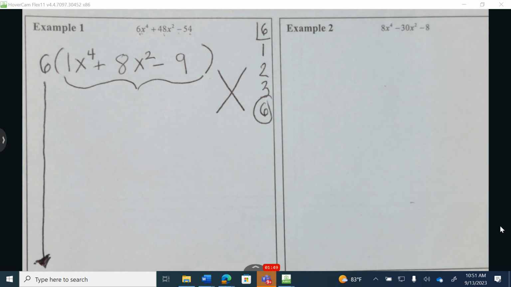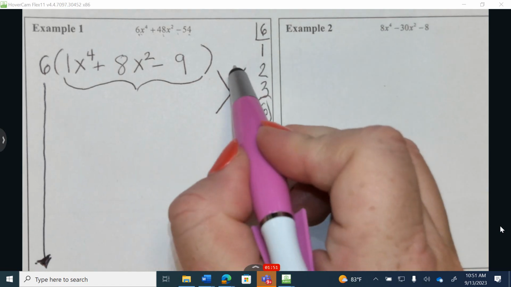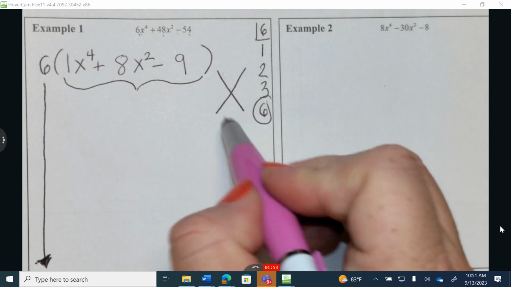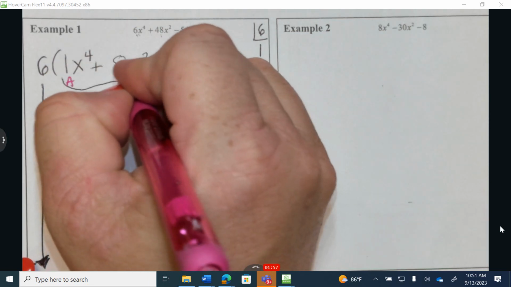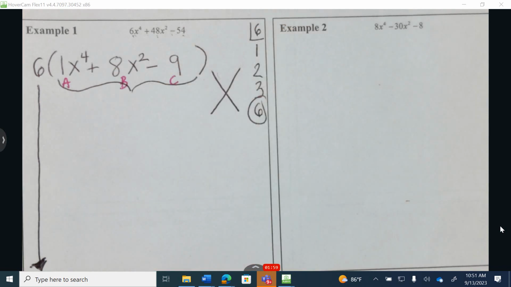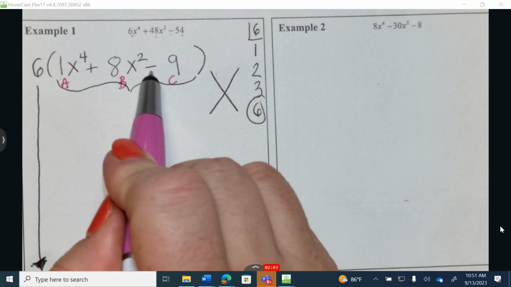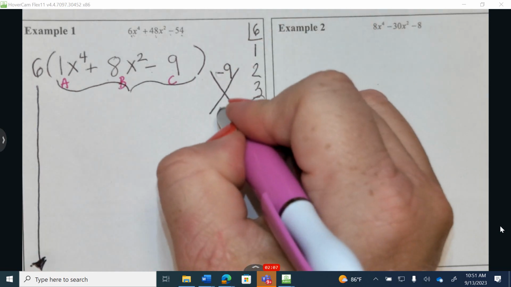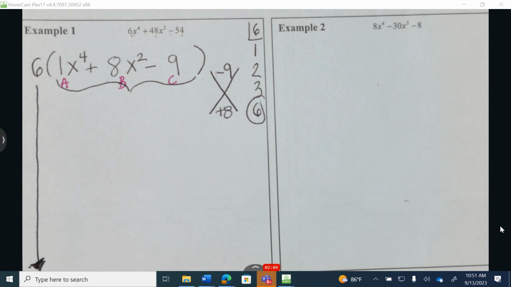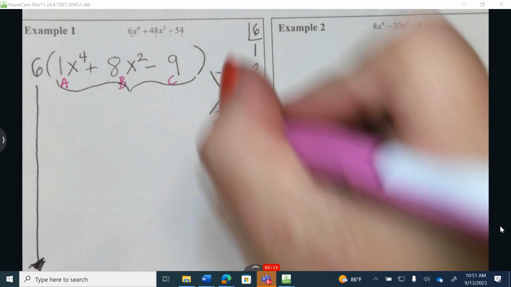As a reminder from our last class period, A times C goes up top and B goes on the bottom. If you did not pay attention or you're forgetting, this is your A, your B, and your C, and we're only looking at the numerical values. 1 times negative 9 is negative 9. Positive 8 is your B. What does this tell us?